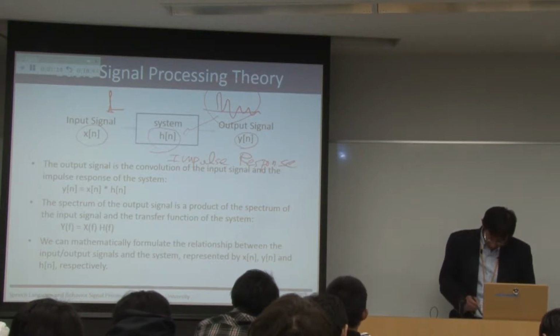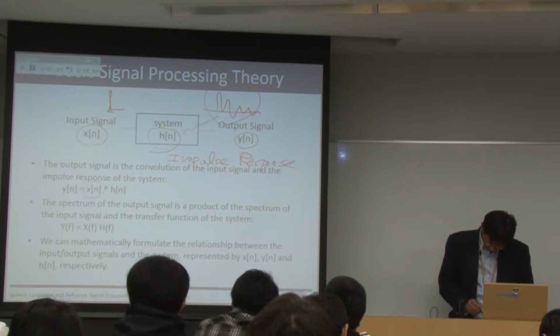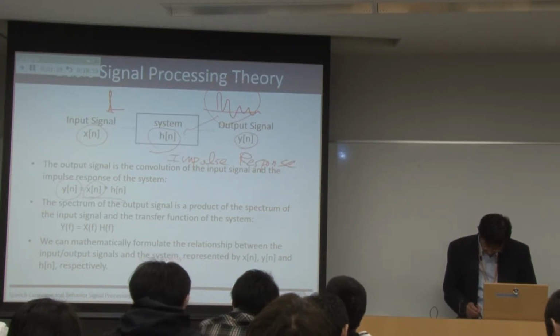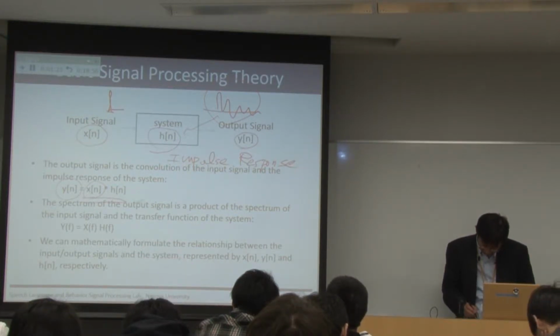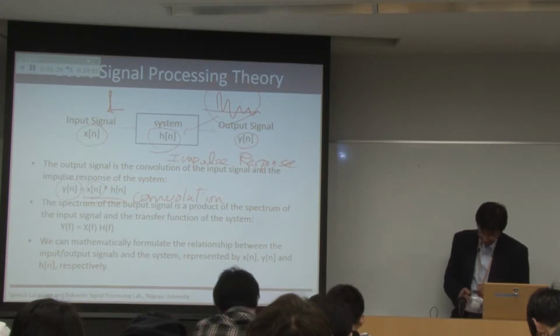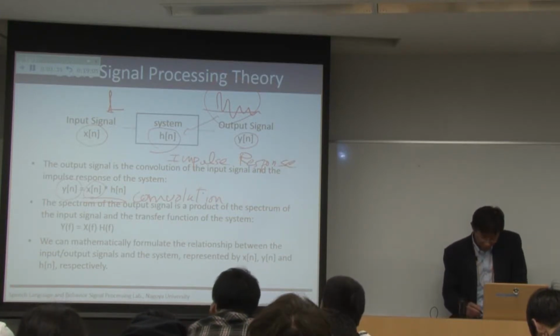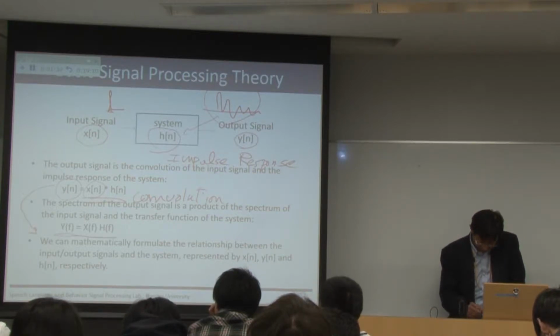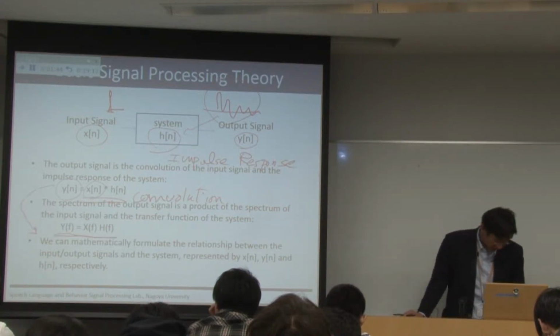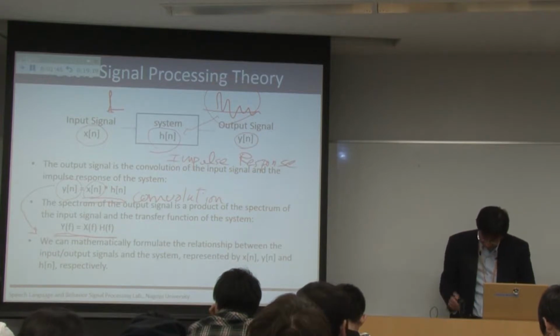And then the input and output relation can be described by a convolutional sum. Convolution. This is a keyword. And if you convert this to the frequency domain, the convolution can be described by a simple product. And things like that. So this is a very basic idea of signal processing technology.